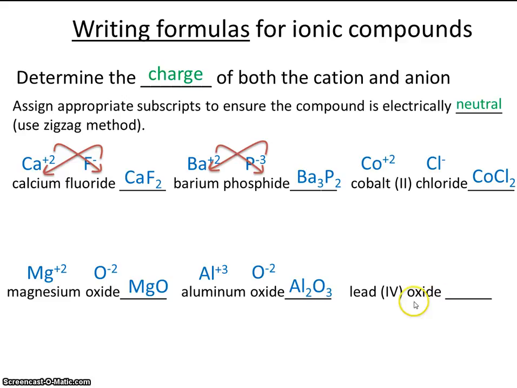Now let's do lead-4 oxide. Once again, lead-4 doesn't tell us that there are 4 leads. It tells us what the charge on lead is. And the charge on lead is +4. The charge on oxide is always -2. So we're going to zigzag these things. So you may expect to see subscripts of 2 and 4, but remember that this will be a ratio of lead to oxide. So we can reduce this not to 4 and 2, but to 2 and 1. So when we cross them, it should be written as PbO2.